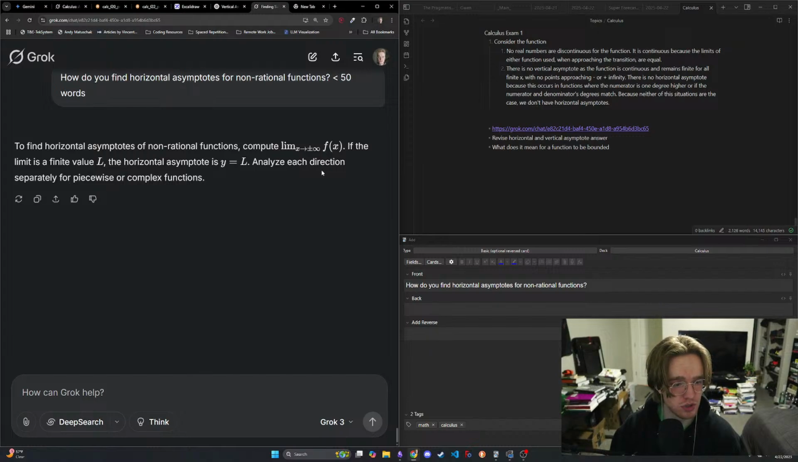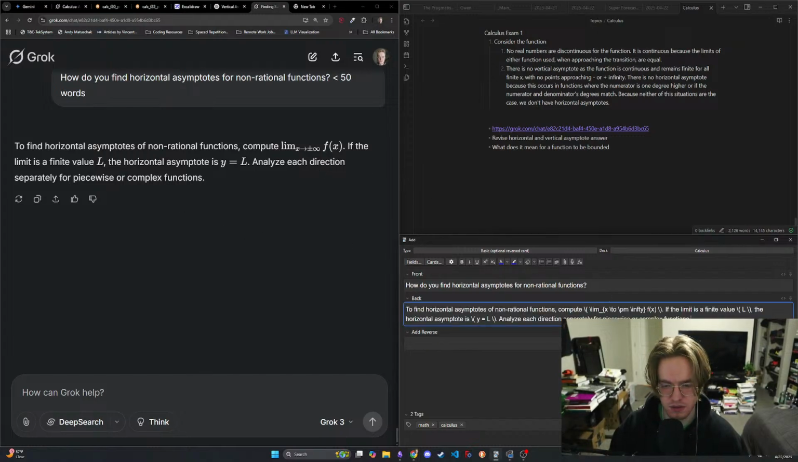Oh, genius. Yeah, that totally makes sense. Okay, to find the horizontal asymptote of a non-rational function, just compute the limit to infinity, and if the limit is finite at value L, the horizontal asymptote is y equals L. Analyze each direction separately for piecewise or complex functions.